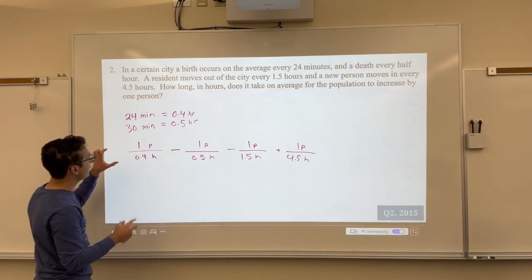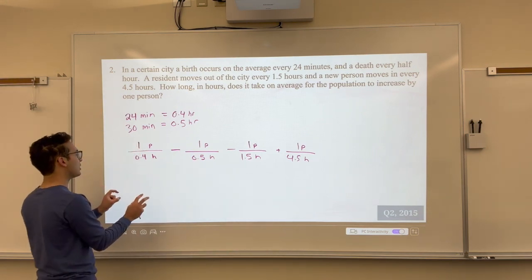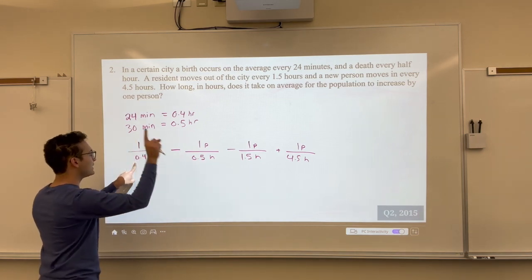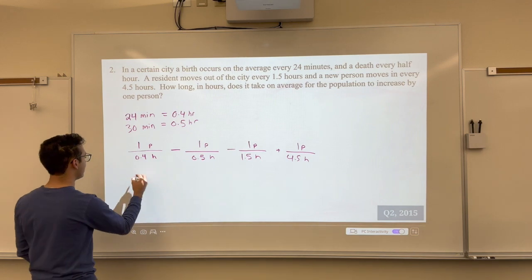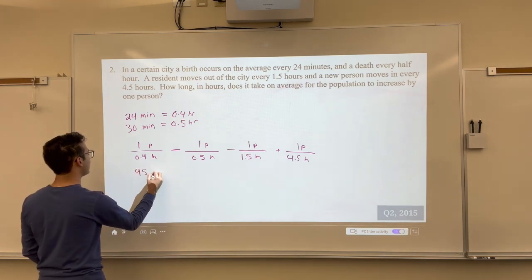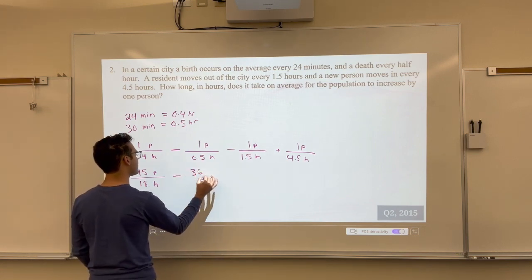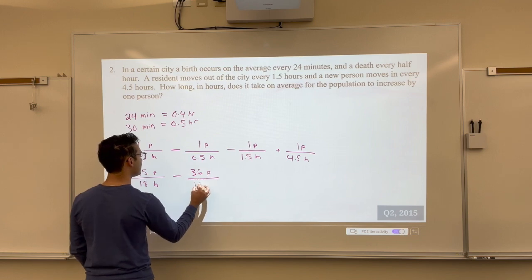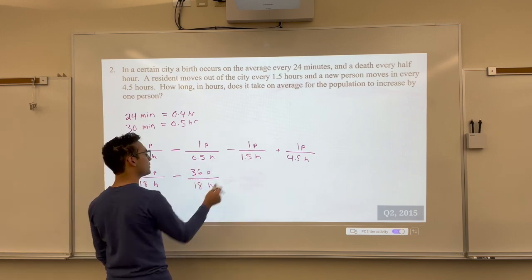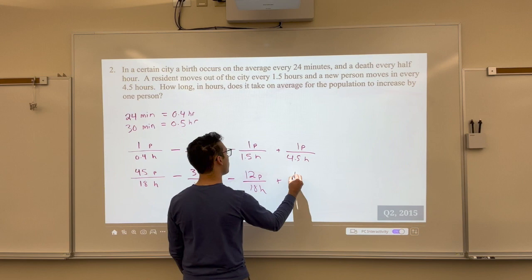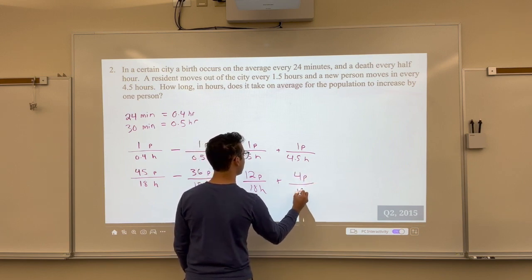So let's go ahead and change all of these to reflect that common denominator of 18. So to get from 0.4 to 18, we're going to multiply by 45. So this is going to become 45 people over 18 hours. Then we are going to subtract, and this would become 36 people over 18 hours. Now this one would become minus 12 people over 18 hours. And this term would end up being plus 4 people every 18 hours.